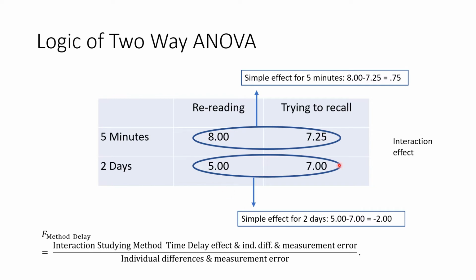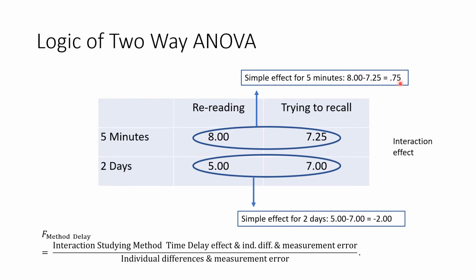We also generate a simple effect for the 2-day delay condition, and that simple effect is -2. The negative is important. You need to subtract in the same direction. So 8 minus 7.25 is 0.75, and 5 minus 7 is -2. So what the interaction is testing is the difference between these simple effects. These simple effects are different by 2.75.